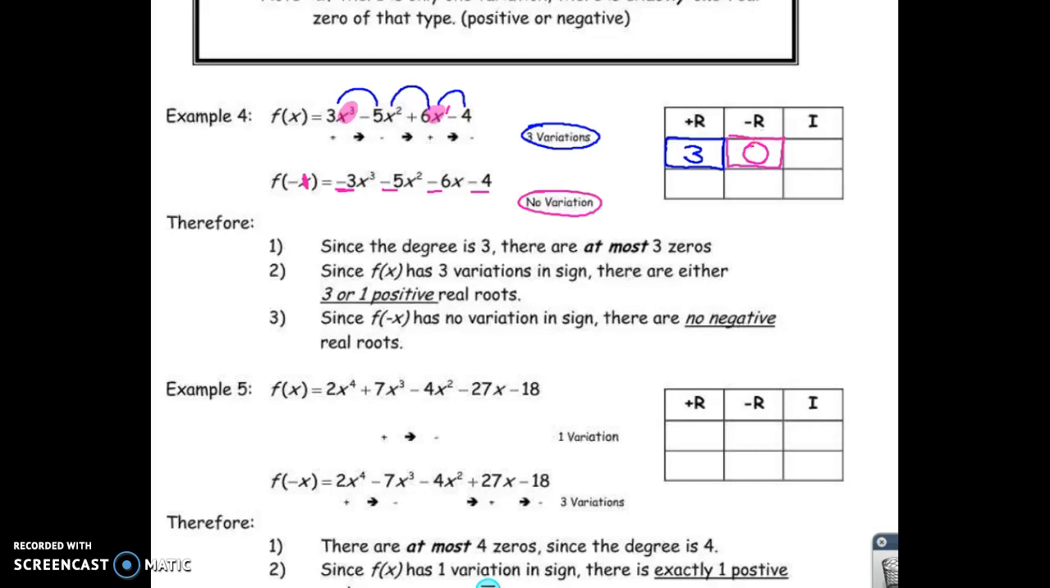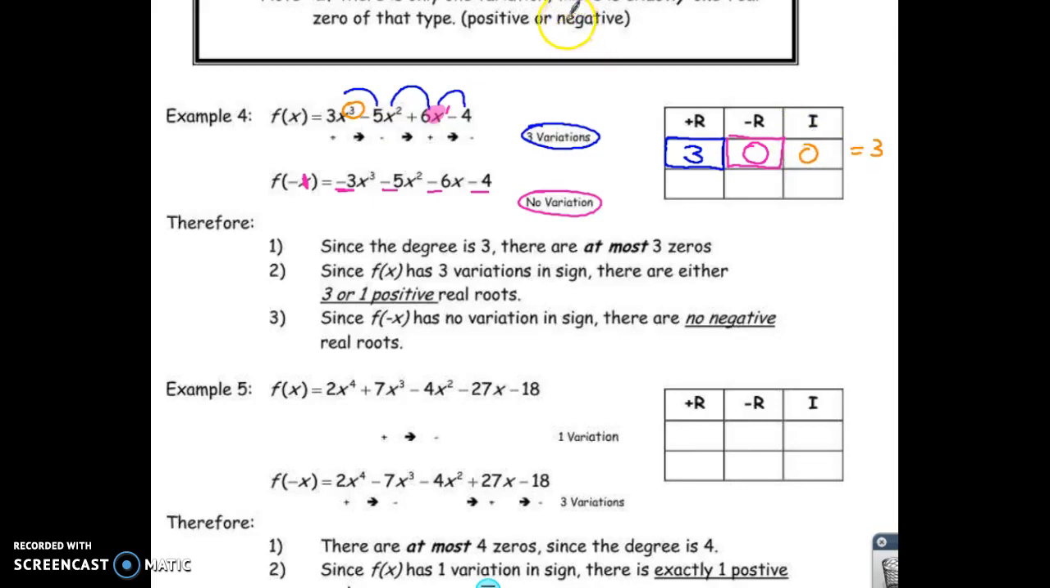Our maximum total right here will be 3 possible roots. Well, when I add this across, don't I get a 3? That leaves no room for imaginary numbers.